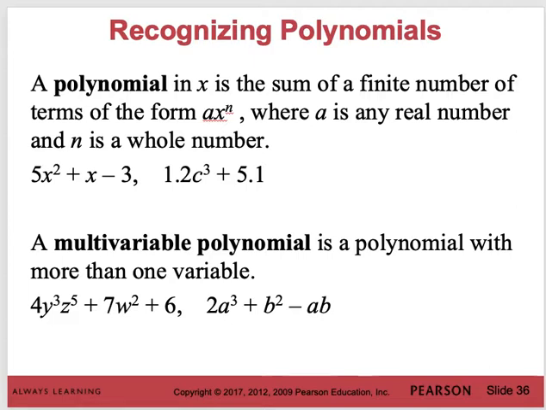A multivariable polynomial is a polynomial with more than one variable. For example, in the examples below, we have the variables y, z, and w on the left, and on the right, a, b, and also ab. So we have more than one variable.